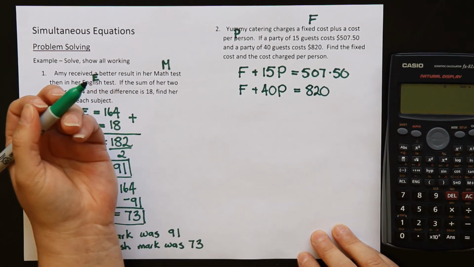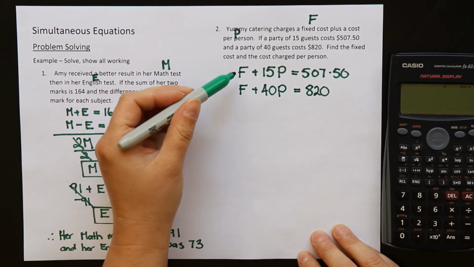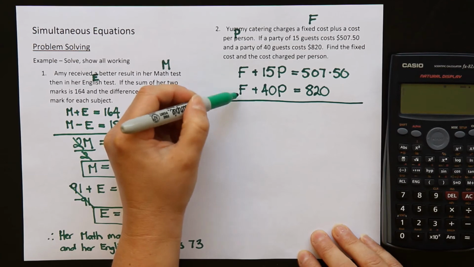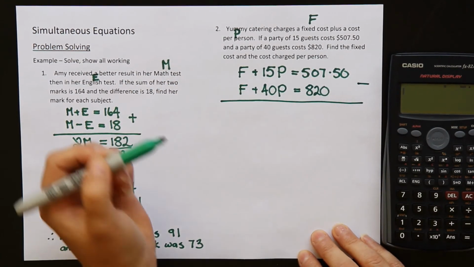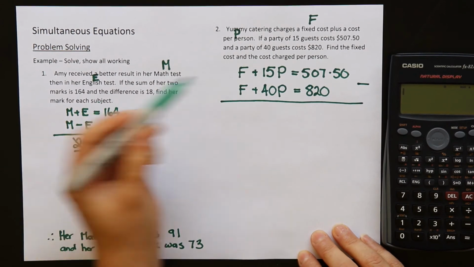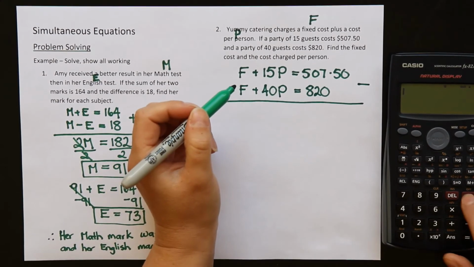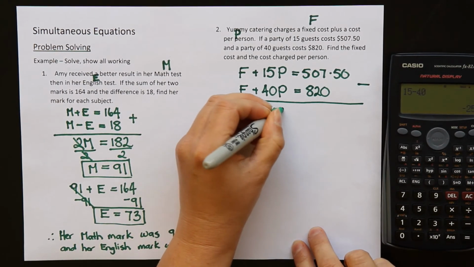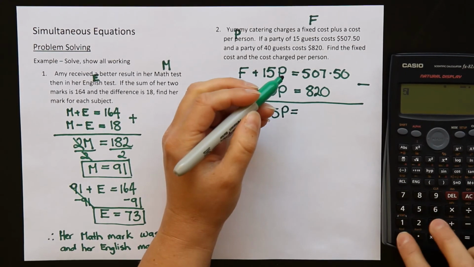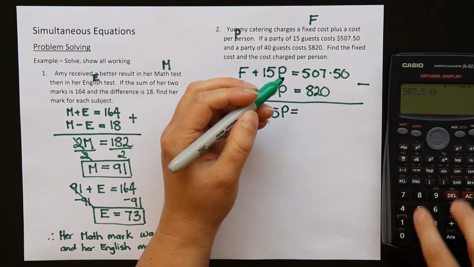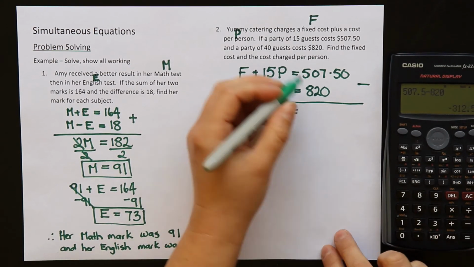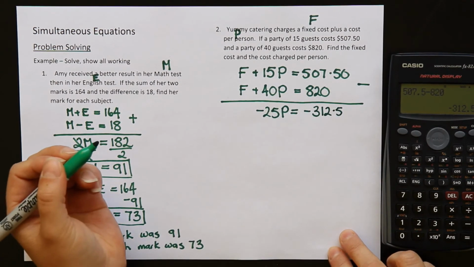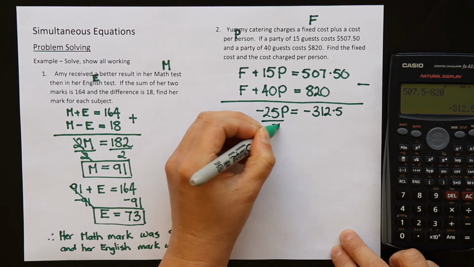Okay, we can choose elimination or substitution, but again, this one is probably best to do an elimination because we have F's the same here, and I could subtract them and they would cancel out. F minus F is nothing. 15p minus 40p, 15 minus 40 is minus 25p, and 507.5 minus 820 is minus 312.5.